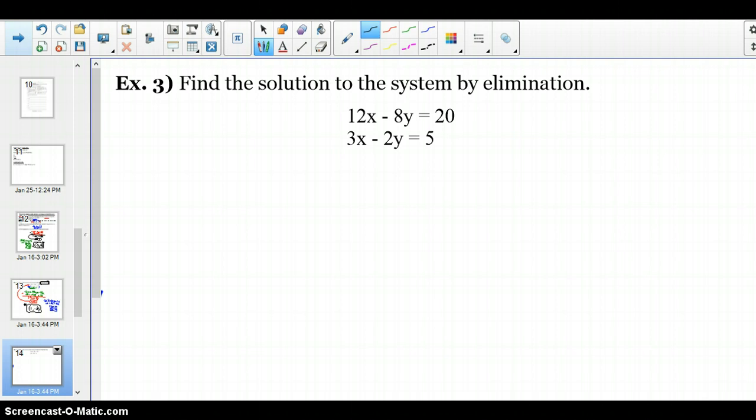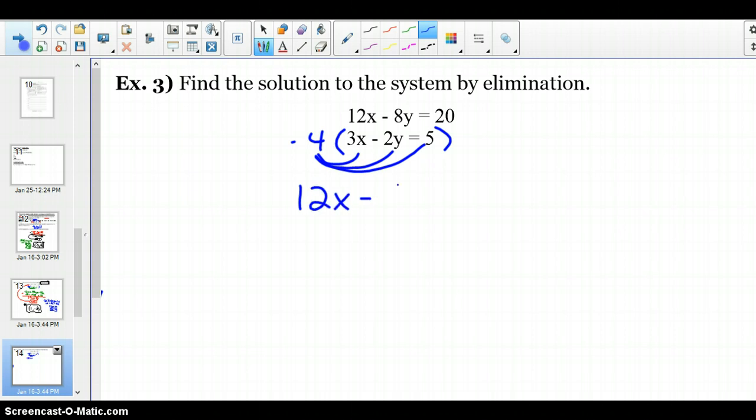So example 3. Okay, analyze your strategy here. Maybe let's look at the x terms. My top equation is a 12x, my bottom equation is a 3x. Now there is 4. I know I could multiply the bottom equation by 4 so that my bottom equation has 12x, but I really would like one to be positive, one to be negative. So I'm going to multiply my bottom equation not just by 4, but by negative 4. Make sure you distribute that negative 4 to each piece.